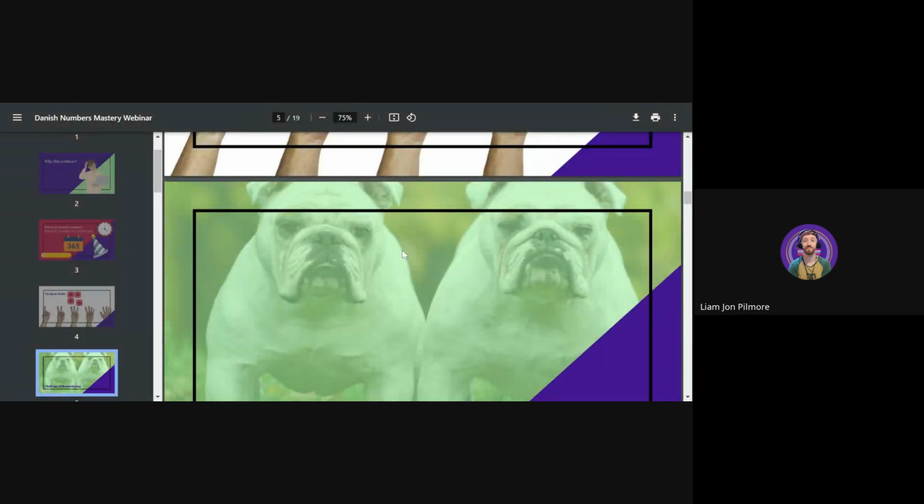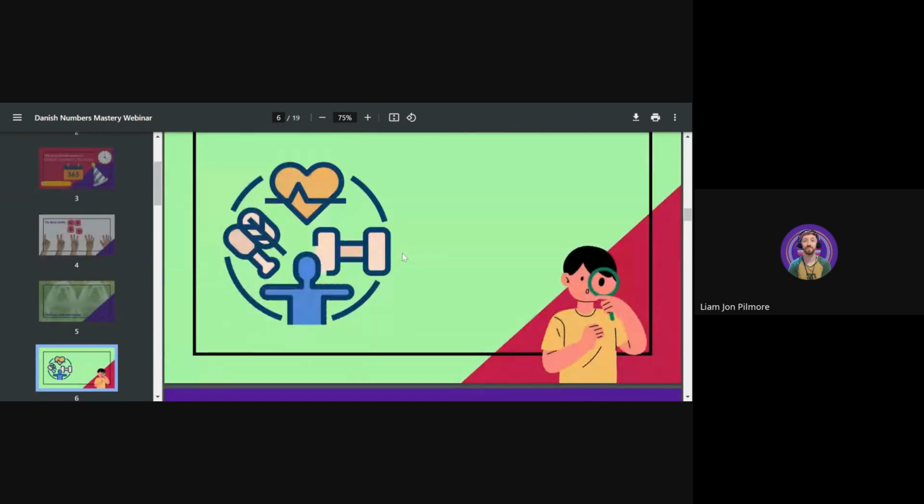So let's go on to another technique, which you might have heard of. This is called the memory palace. Have you heard about the memory palace? Let me know in the chat box if you've used this technique before.